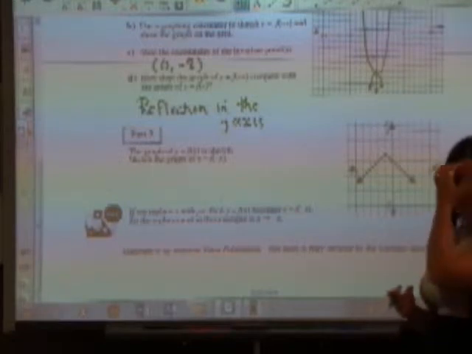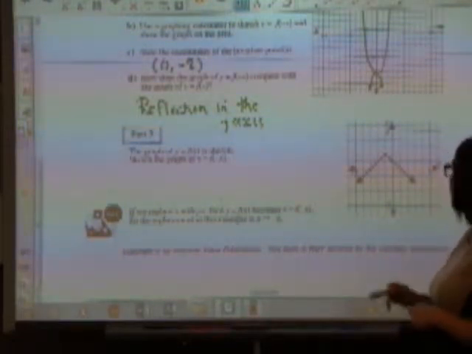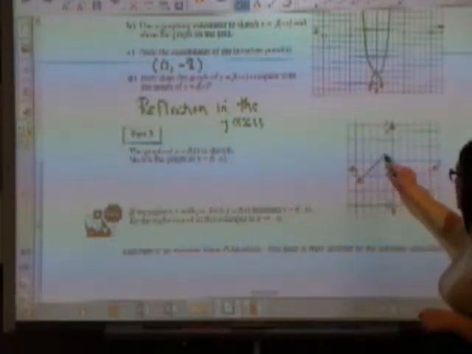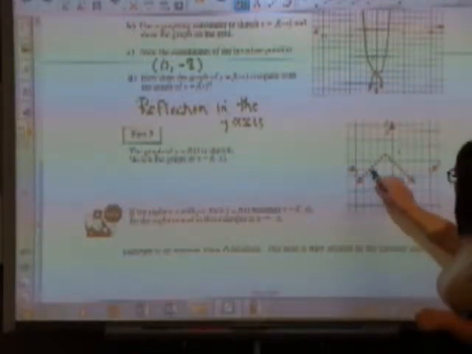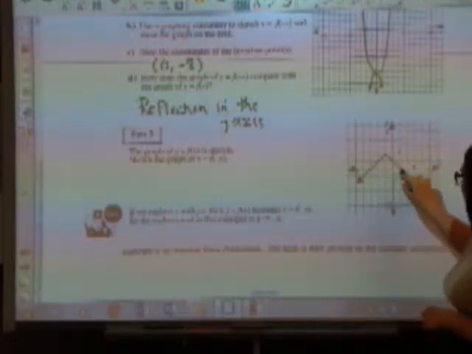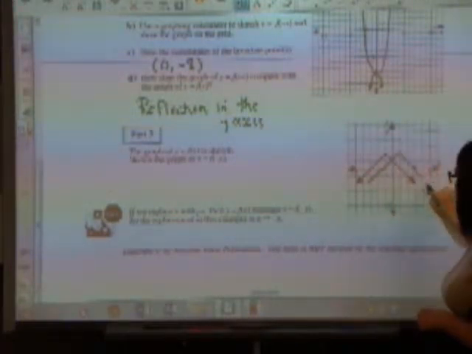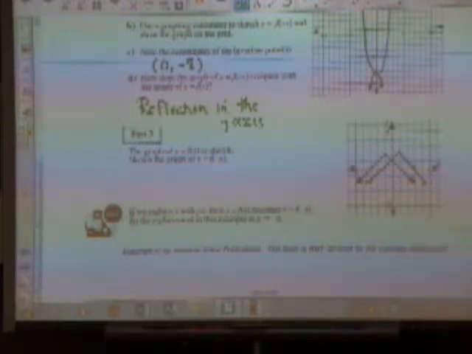And then what would I do to draw the rest of the graph? Reflect points through which axis? The y-axis. So if this point is 1 to the left, it's going to reflect 1 to the right. Negative 3 and 0 becomes 3 and 0. 1 and 0 becomes negative 1 and 0. And there's my graph. So again, my replacement is I'm replacing x with a negative x.